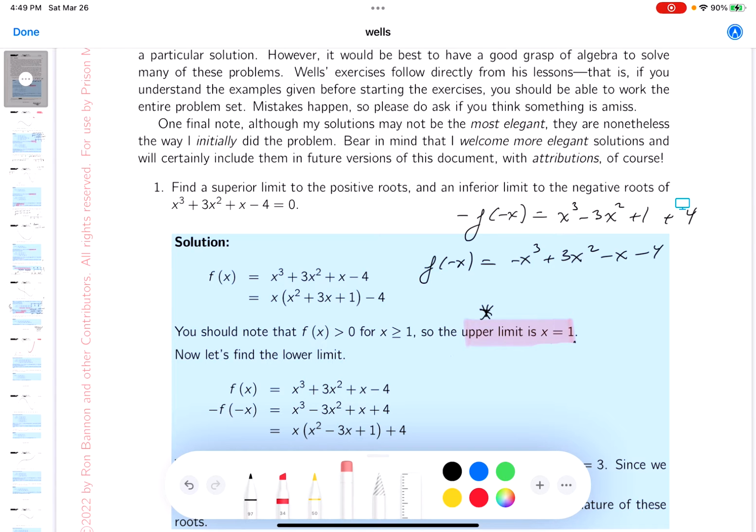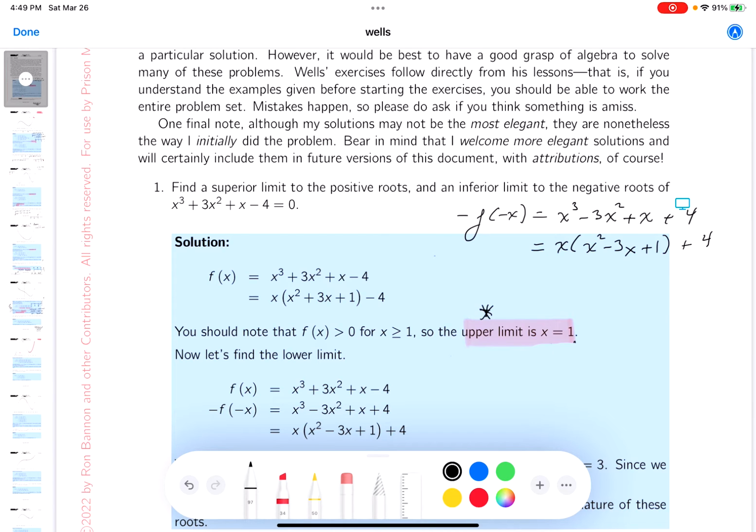All right, let me get my eraser out. And I think I want to play the same game. All right, and that game is going to be, I'm sorry, this is x. Sorry about that. I'm going to factor out the x again, just like I did before. And you get x squared minus 3x plus 1 plus 4.